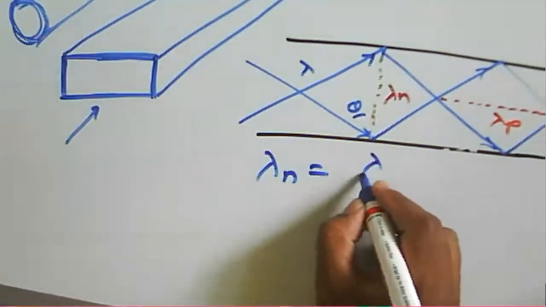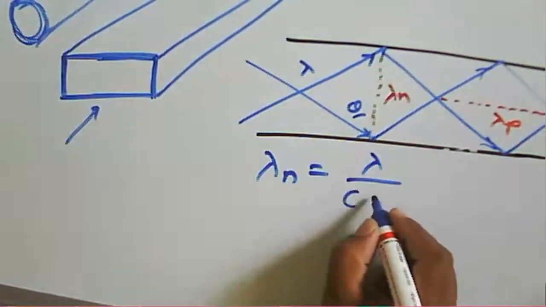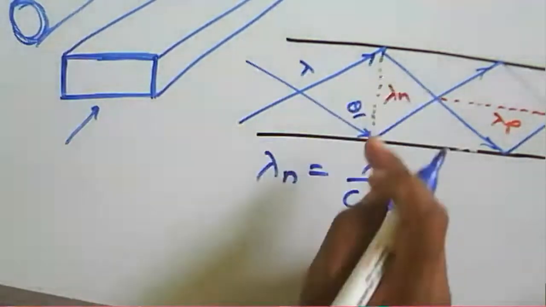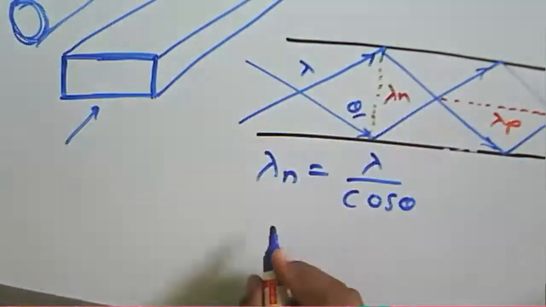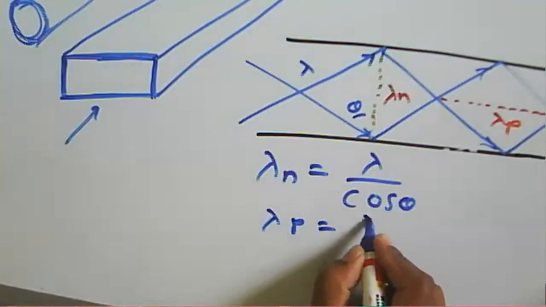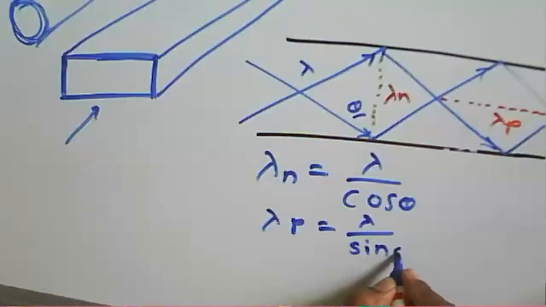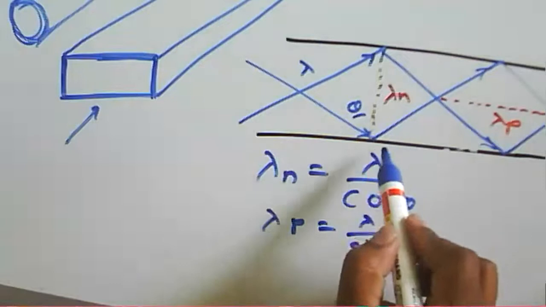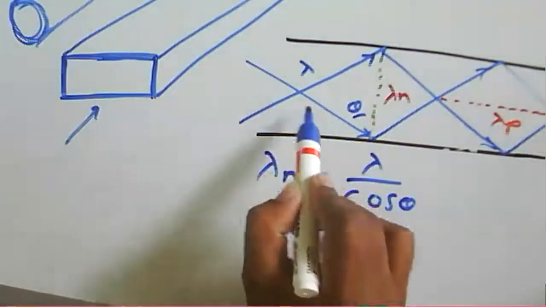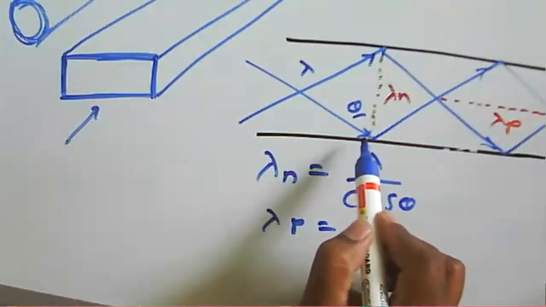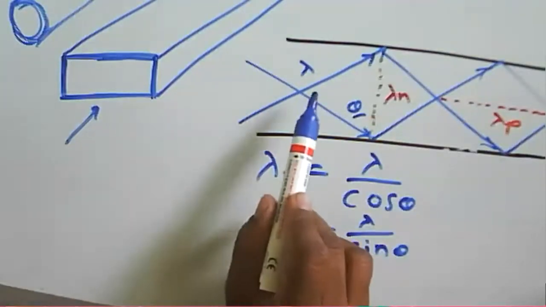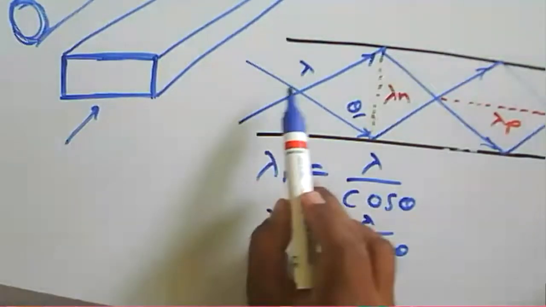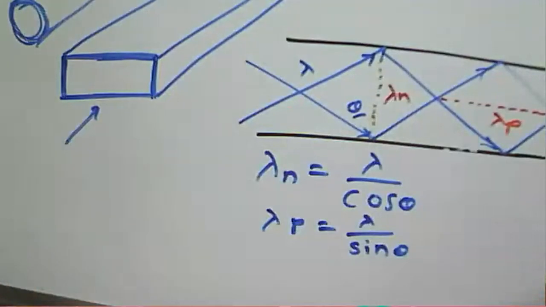Lambda n here is equal to lambda by cos of theta, adjacent to the theta. And the parallel component is this one here. So the parallel component is nothing but sine of theta, and that theta is the angle of incidence at this particular point. This is about your lambda component, and this lambda is nothing but the wavelength of that signal that is propagating through this medium, through this rectangular waveguide. Okay, that is about the lambda component.